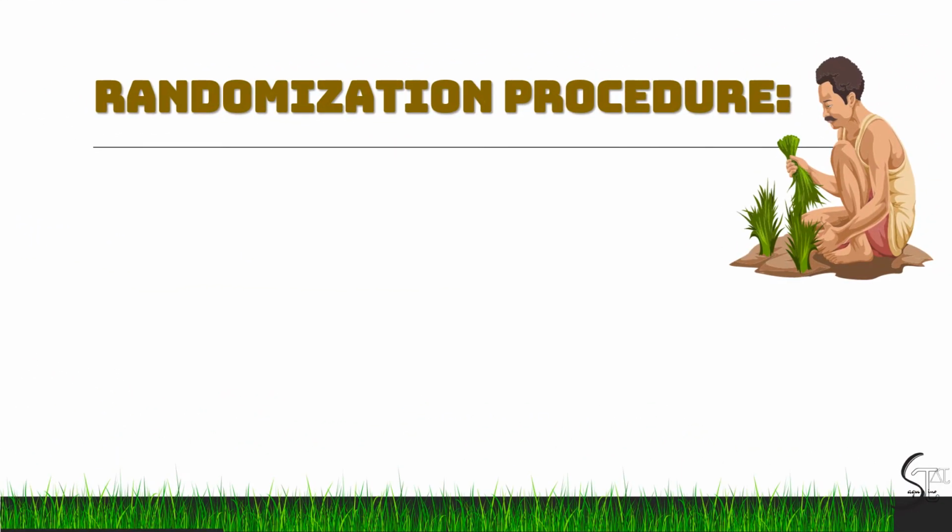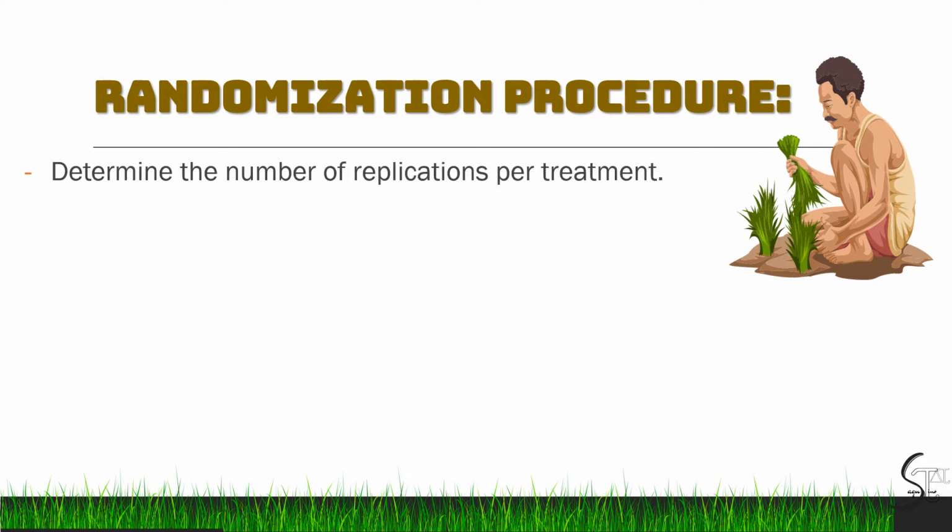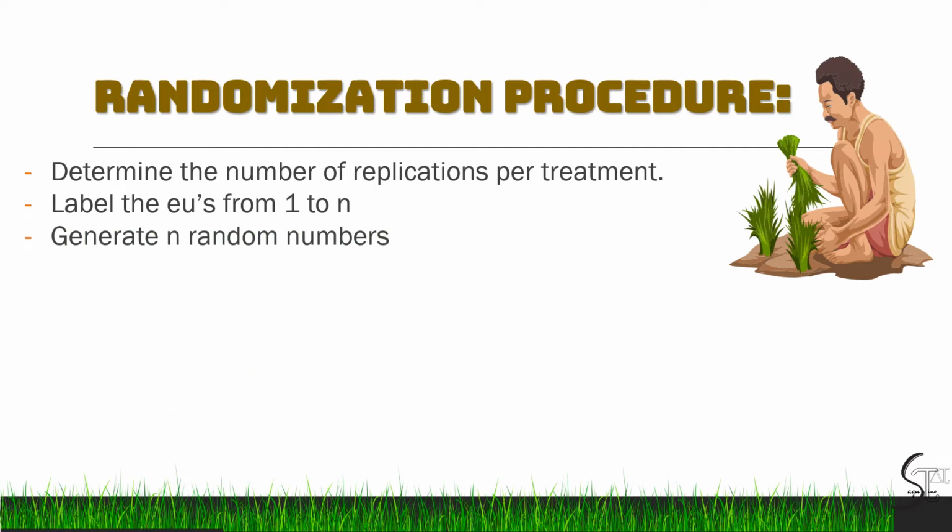So we have this randomization procedure. Number 1, determine the number of replications per treatment. So how many replications per treatment do you have? For example, for a variety, I would replicate it 3 times. Okay, so first you have to determine the number of replications per treatment and then label the experimental units from 1 to n. For example, in a field experiment, you have the plots, okay? So label those from 1 to n.